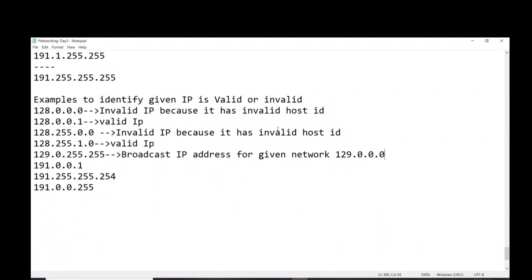129.0.0.0. When I say network ID, I will mention only the network ID and show all host bits as 0. Okay, this is how we'll write it. So what about this? Valid, sir. Is this valid? Yes, sir. Valid. Is it valid? No. Invalid.